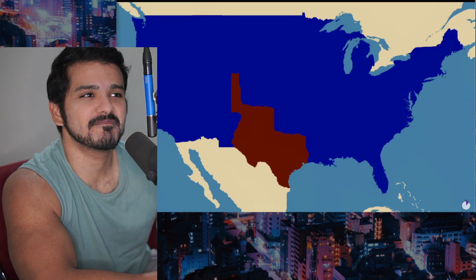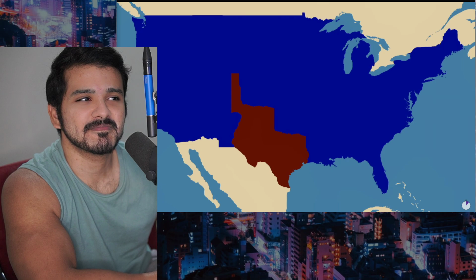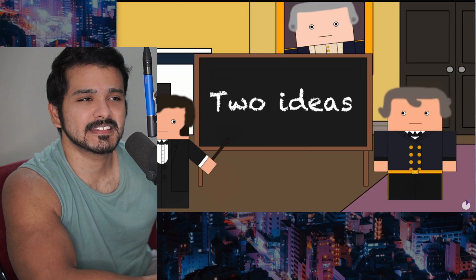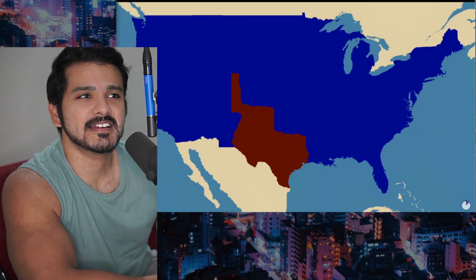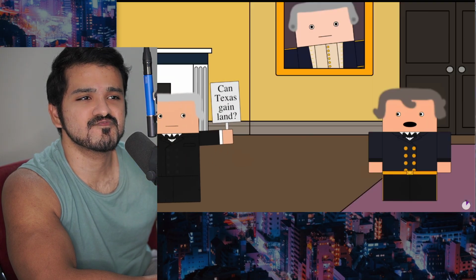Thus, the US government needed to make sure that Texas kept much more of its territory, and two ideas were put forward. The first was by Henry Clay, who just did this, giving this land to New Mexico. This was rejected because it meant that this tiny piece of land here would be ceded from New Mexico to Texas, which meant opening a whole new can of worms.